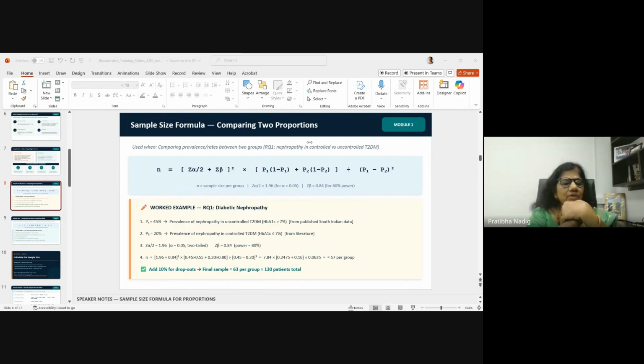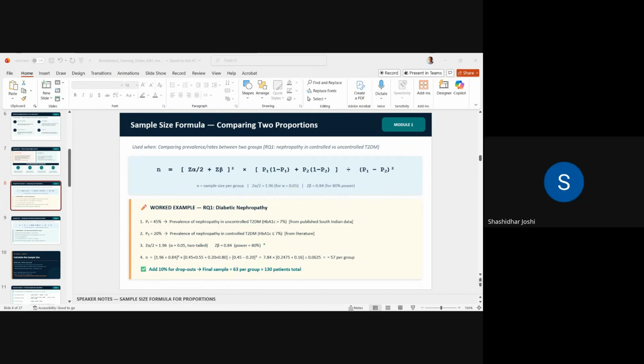I would suggest one more, Shashidhar. Try to do that. Otherwise, we'll give them a home assignment. Yeah, that also we can do. I think that is better. Just see if you can paste it.